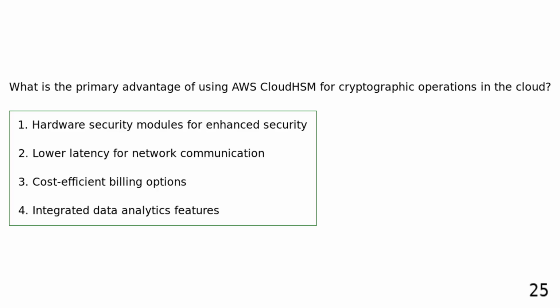What is the primary advantage of using AWS CloudHSM for cryptographic operations in the cloud? Hardware security modules for enhanced security. Lower latency for network communication. Cost-efficient billing options. Integrated data analytics features.